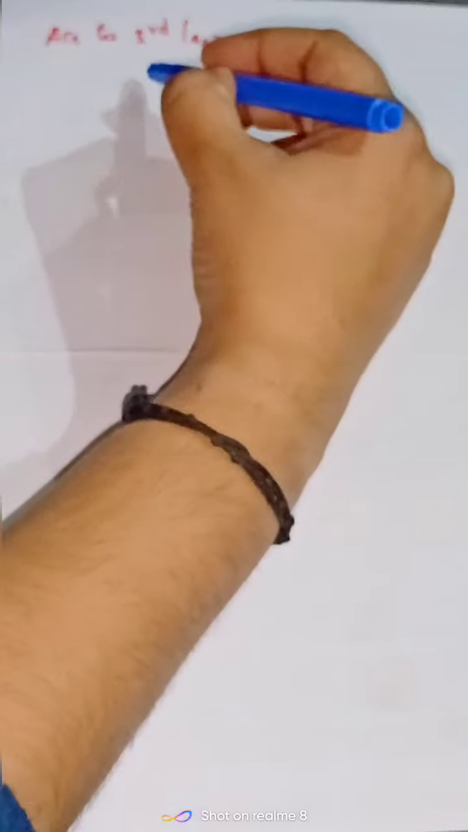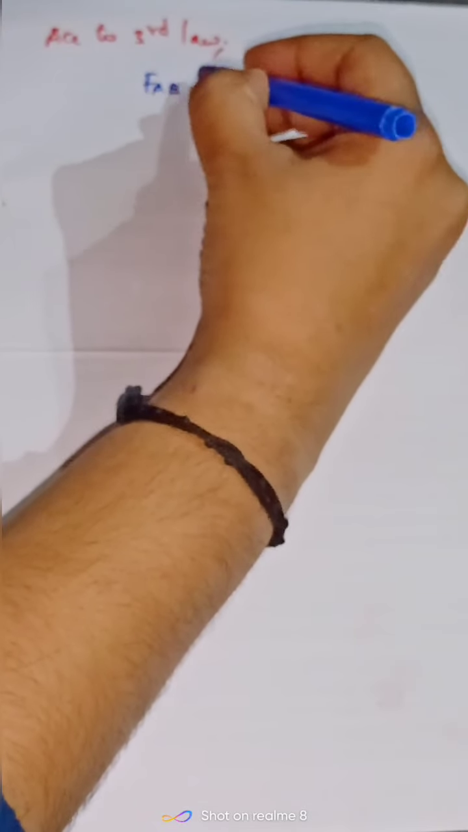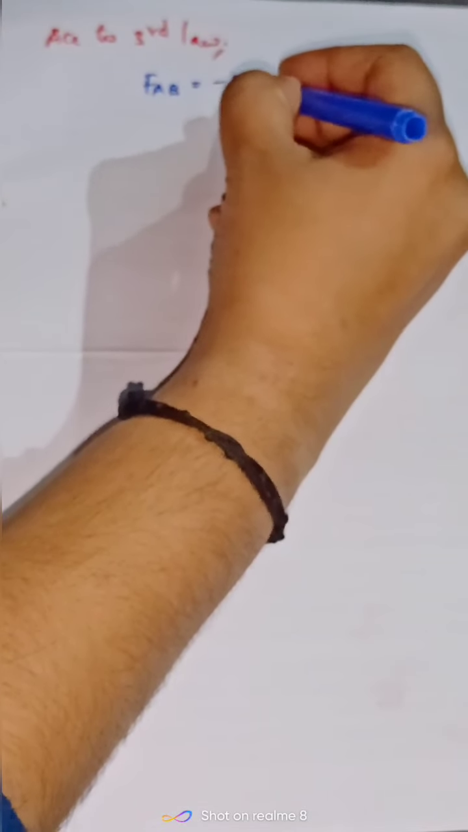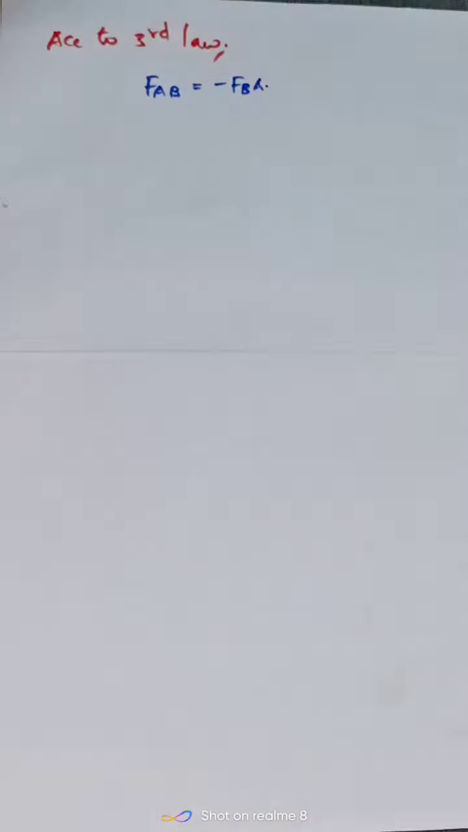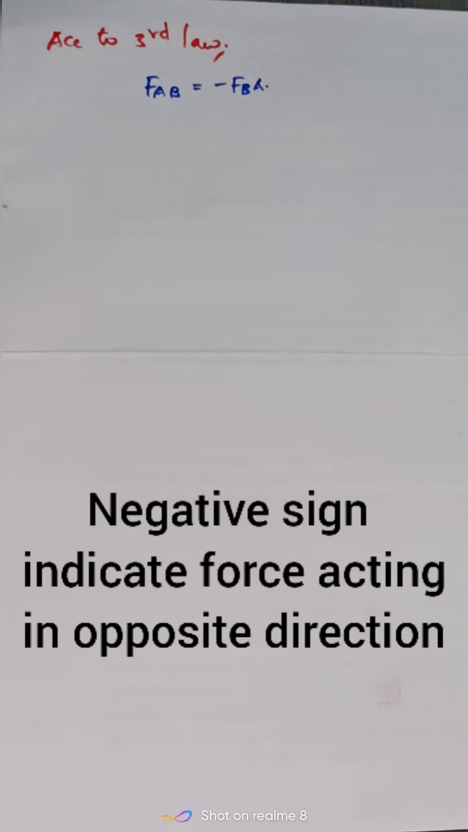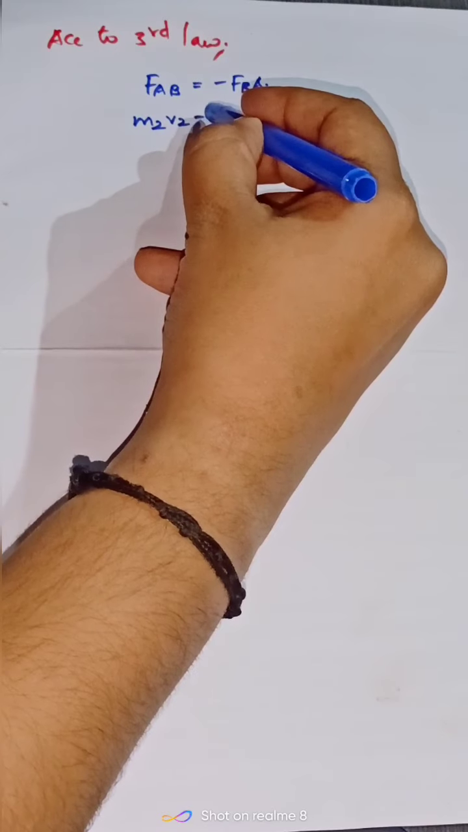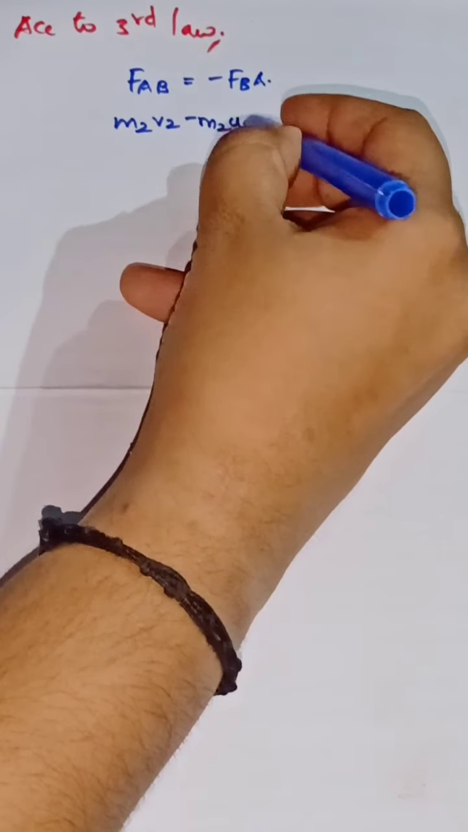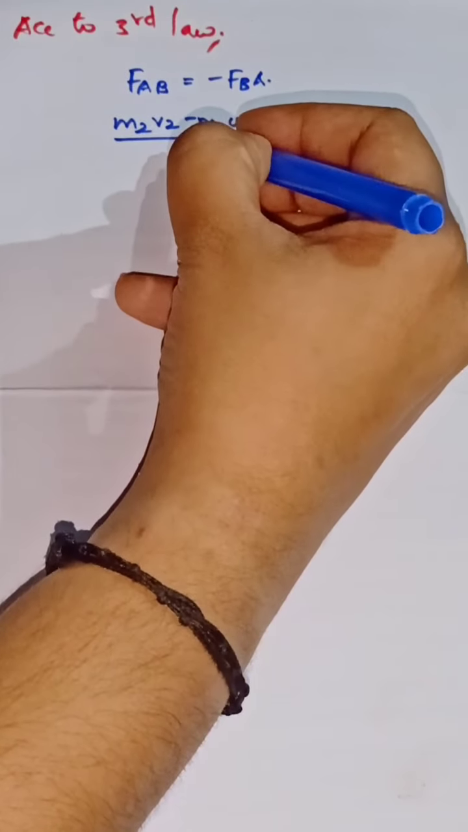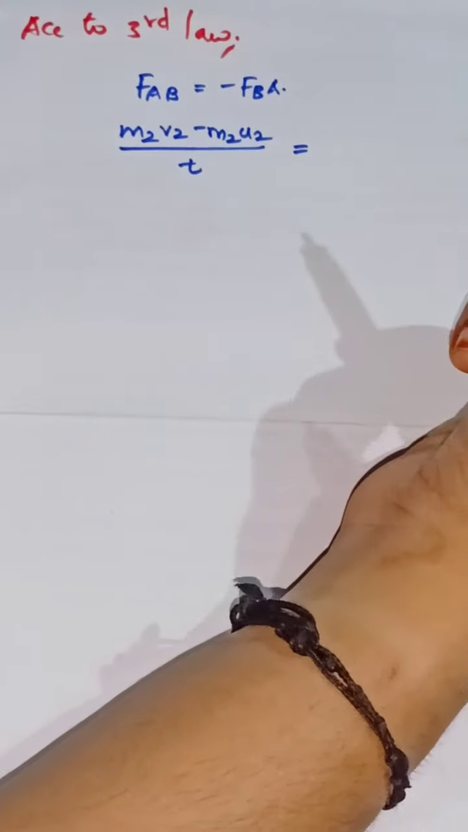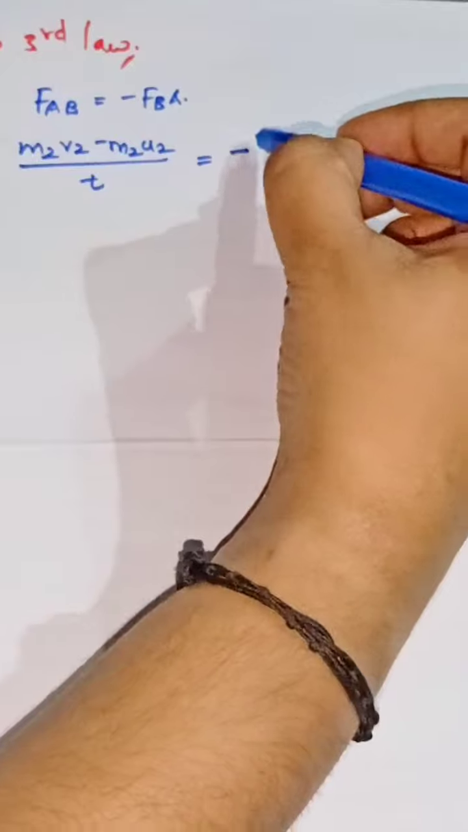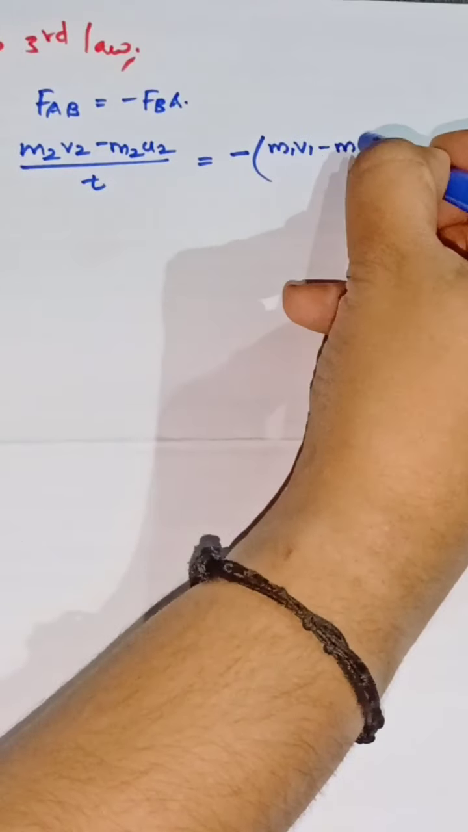Now what did we discuss in the third law of motion? We know that action and reaction are equal and opposite to each other. That means FAB is equal to minus FBA. The minus sign indicates that the force is acting in the opposite direction. So let's substitute the equations in place of FAB and FBA. So we have m2 v2 minus m2 u2 divided by t is equal to minus of m1 v1 minus m1 u1 divided by t.